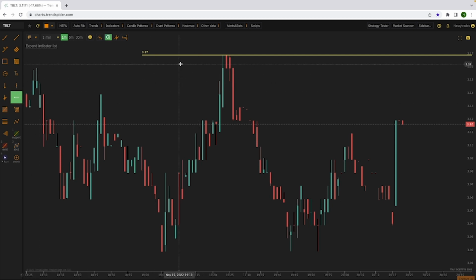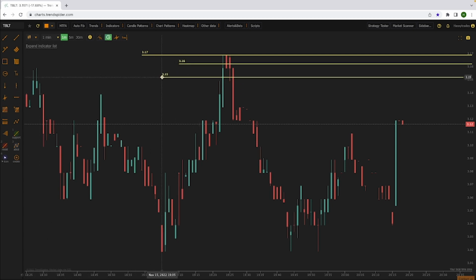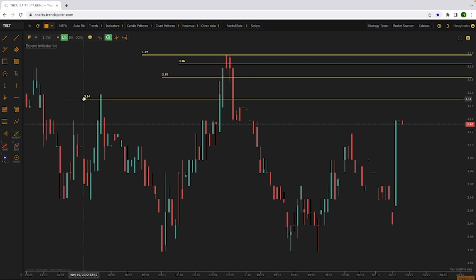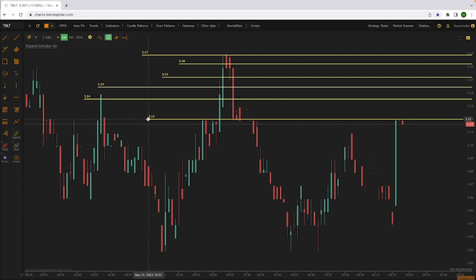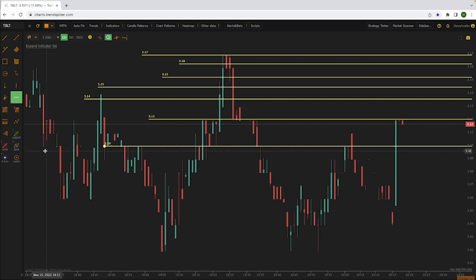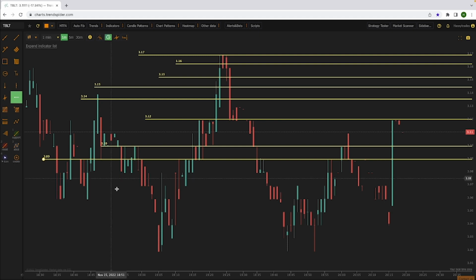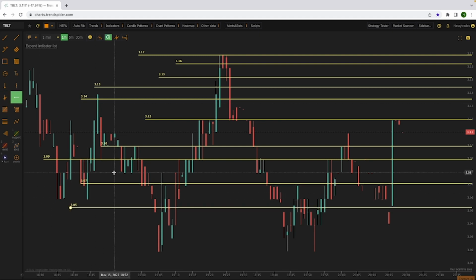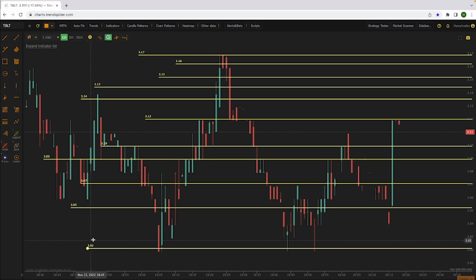This is how you wouldn't want to draw it. Just a bunch of lines, has no meaning, they are too close to each other. If you look here, bang, that's an area of support resistance, then here that's resistance, that's resistance, that's resistance. That is not how you draw support and resistance.